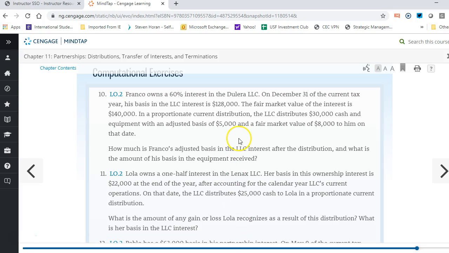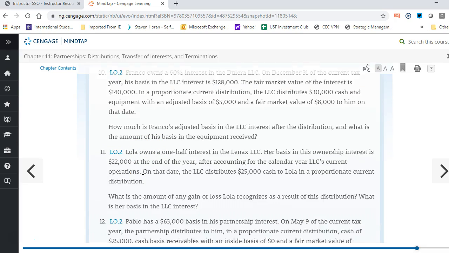The second part of the question then asks, what is his basis in the equipment received? Well, he just receives the carryover basis of 5,000. So his new basis is 93. His carryover basis in the equipment is 5.